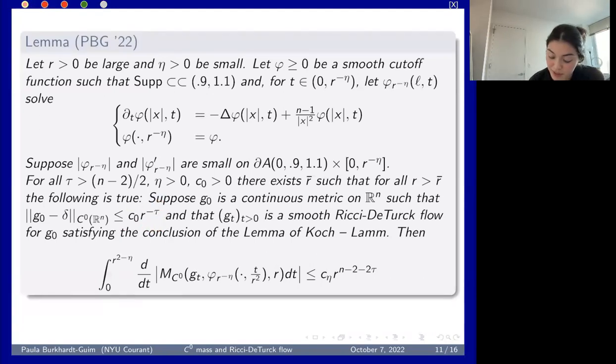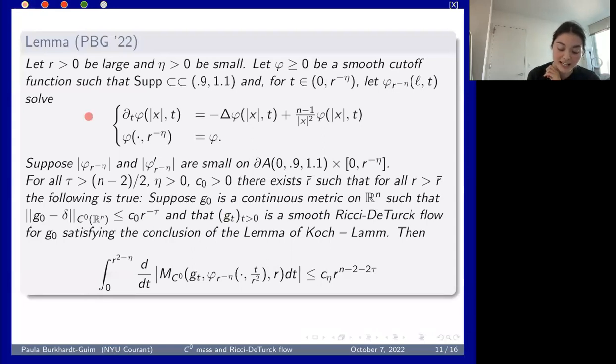And let's also suppose that we have some smooth Ricci-DeTurck flow for g0, which satisfies the conclusion of this result of Koch and Lamm. So in other words, here we have a smooth Ricci-DeTurck flow that converges uniformly to the initial data as t goes to 0. This Ricci-DeTurck flow is going to stay close to Euclidean space in the sense of this X norm of Koch-Lamm. And also this Ricci-DeTurck flow has some control on the derivatives. Okay, so you can always find such a thing provided that r is small.